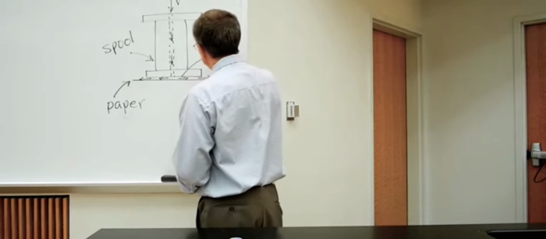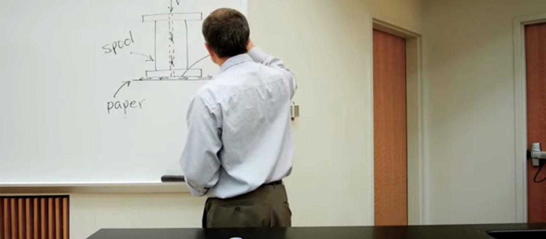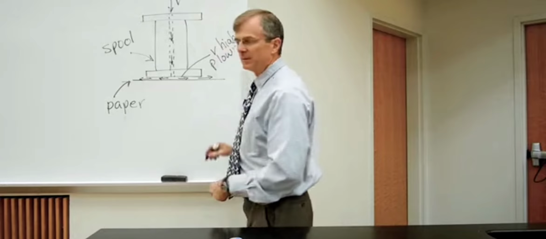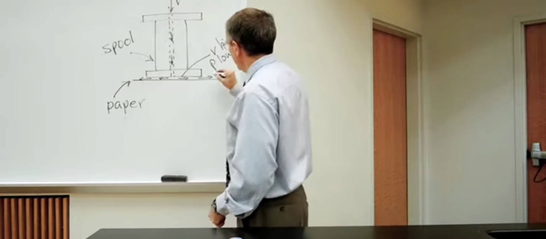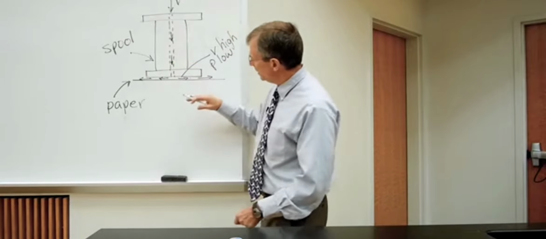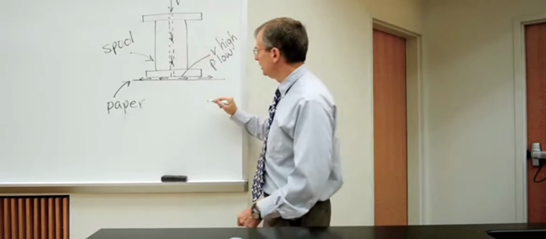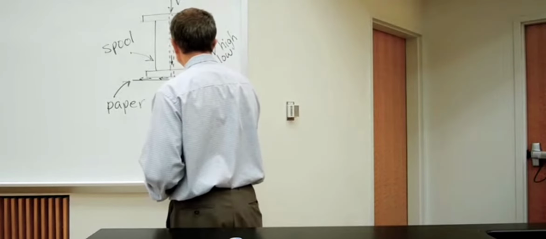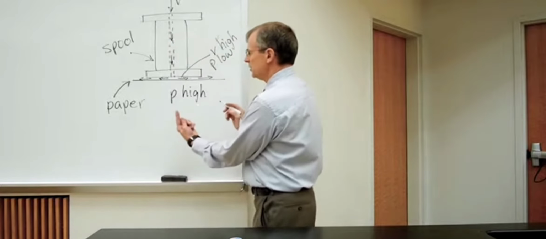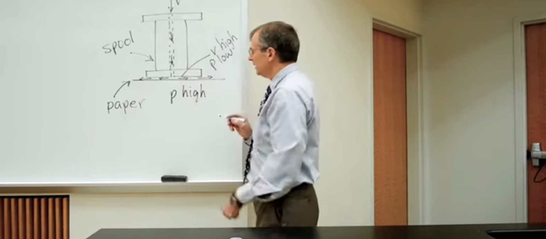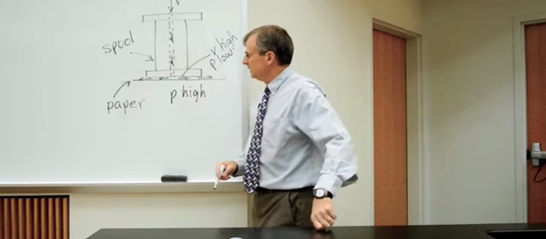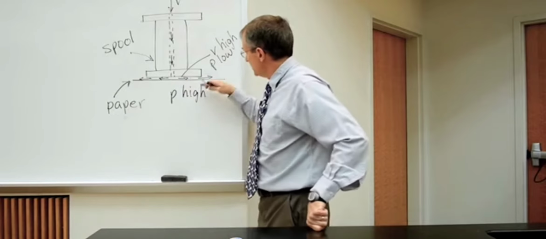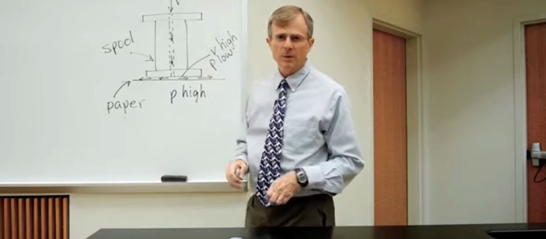Because the velocity is high here, the pressure must be low by Bernoulli's principle. So you have a low pressure up in this region between the paper and the bottom of the spool, but you have high pressure, well, or normal pressure, atmospheric pressure, down here. So the pressure pushing up on the paper is greater than the pressure in this region, and that difference in pressure, the high minus the low, is what holds the paper in place.